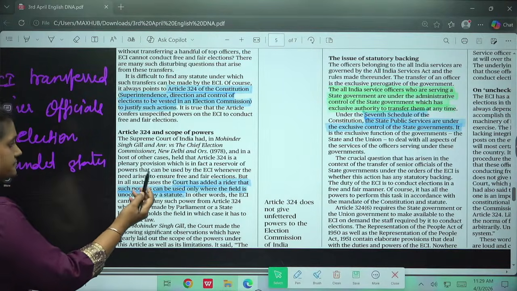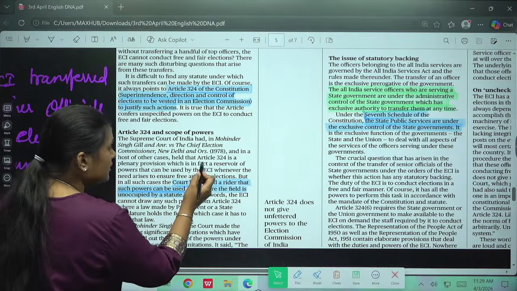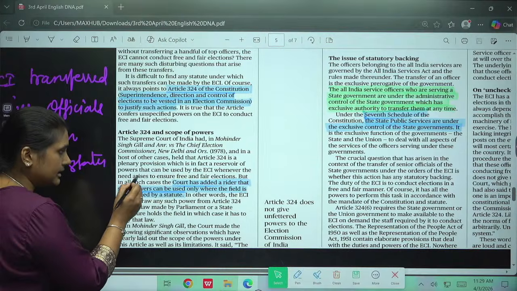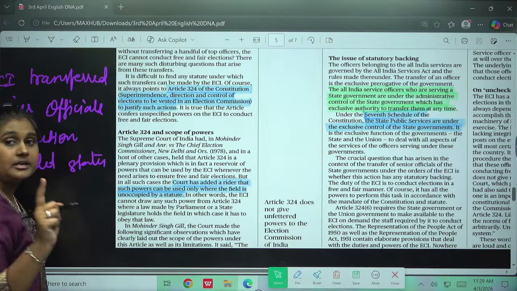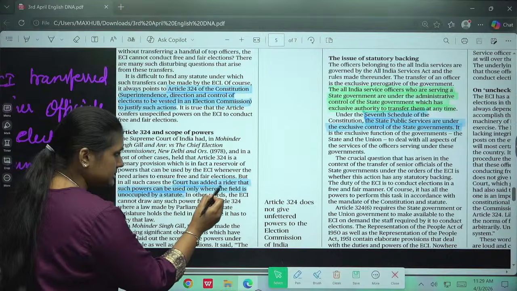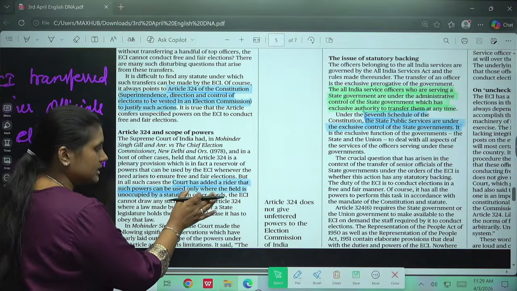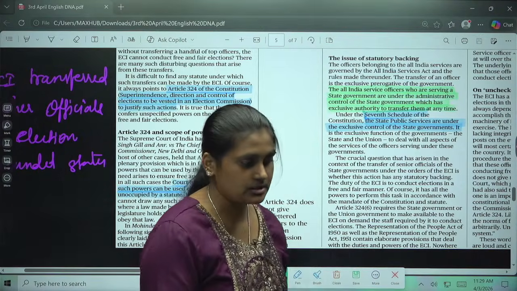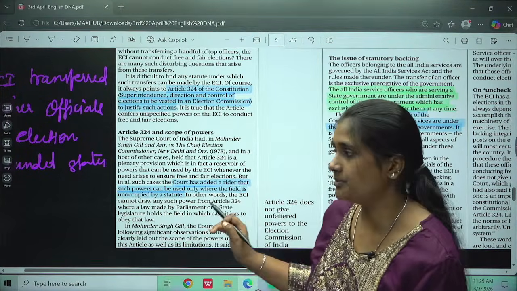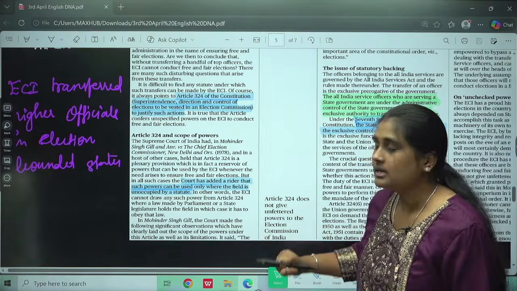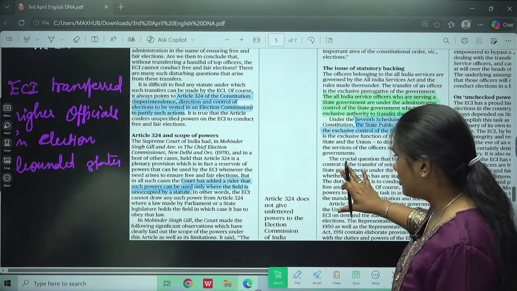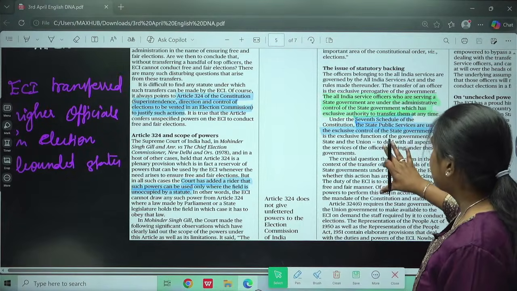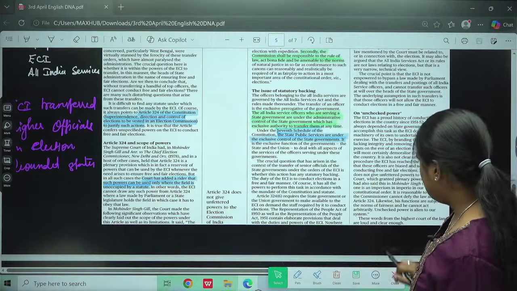It is in fact a reservoir of powers that can be used by the ECI whenever the need arises to ensure free and fair elections. But in all such cases, the court has added a rider that such powers can be used only where the field is unoccupied by a state. So to conduct free and fair elections, ECI has a higher power, but there should be some consultation also. It is not about unfettered powers to the Election Commission of India. Getting the point?